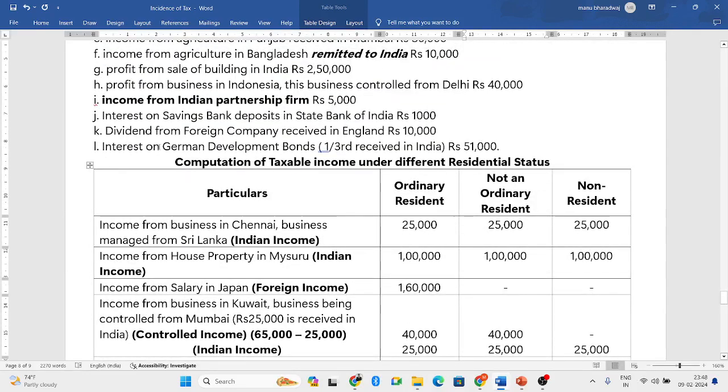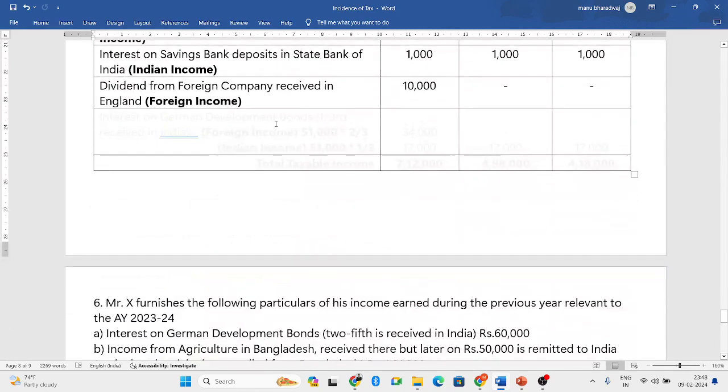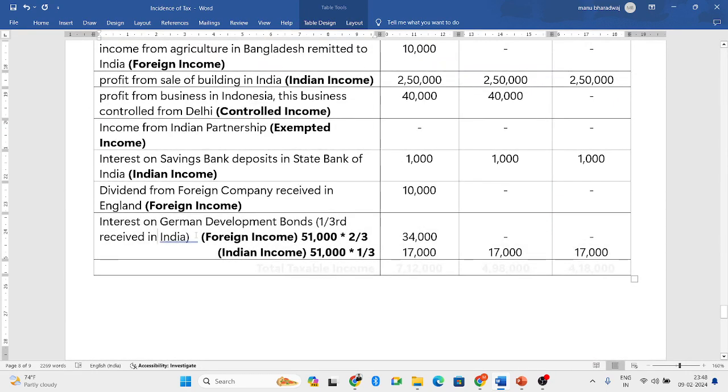Next, interest on German development bonds. The income arising aspect is outside India. One third received in India. So one third of the amount you are receiving in India. So some part of the receiving aspect is in India. Again, there are two types of income: foreign income and Indian income. Two-third of the amount is foreign income. One third of the amount is Indian income. That is how I have calculated here.